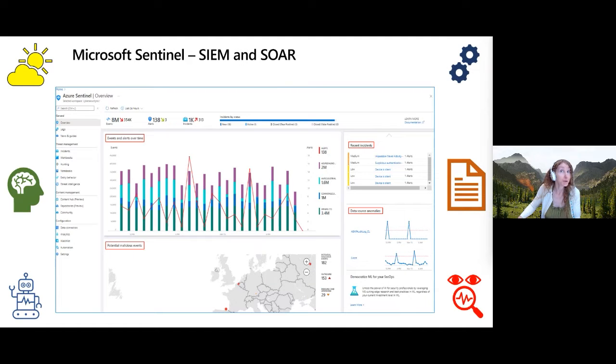Microsoft Sentinel, which used to be called Azure Sentinel, is our cloud-native SIEM offering and SOAR offering. SIEM is security information and event management, and SOAR is security orchestration, automation, and response. So this is our platform that covers all of these areas, okay?